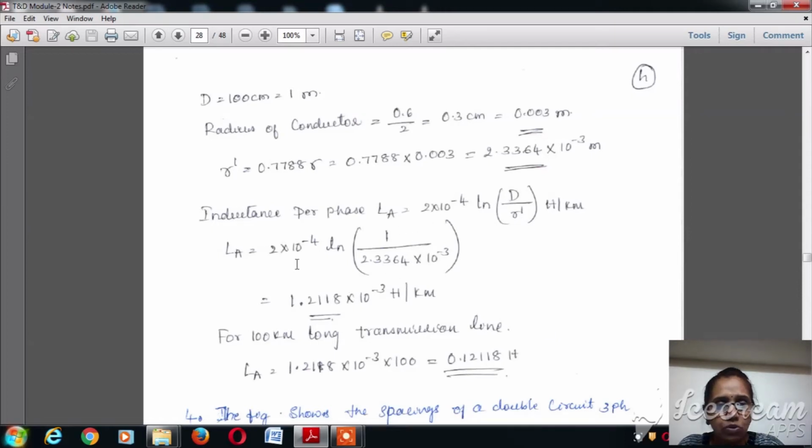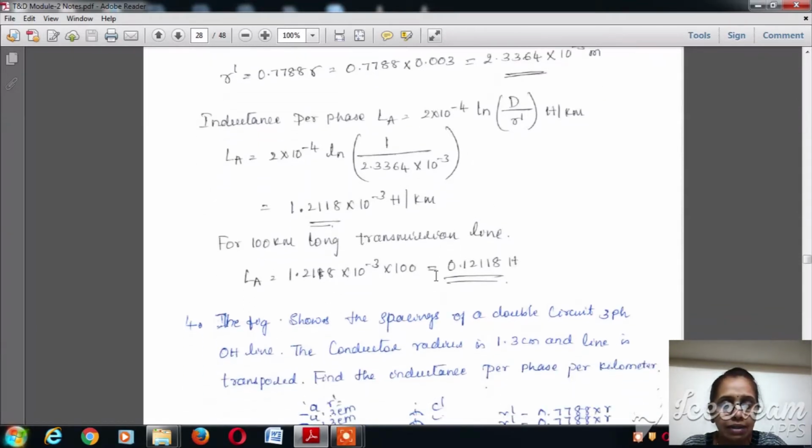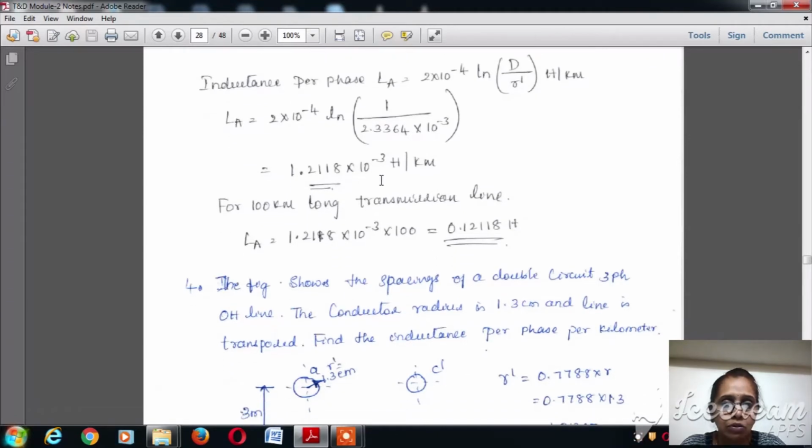So LA is equal to 2 into 10 to the power minus 4 ln divided by 1 divided by 100 centimeter, that is 1 divided by 2.3364 into 10 to the power minus 3, that is the R dash value. Calculate 1.2118 into 10 to the power minus 3 Henry per kilometer.